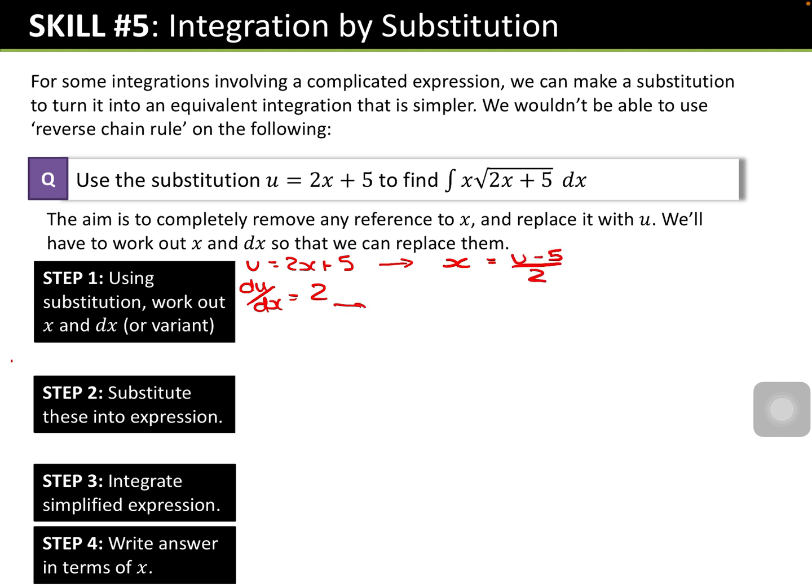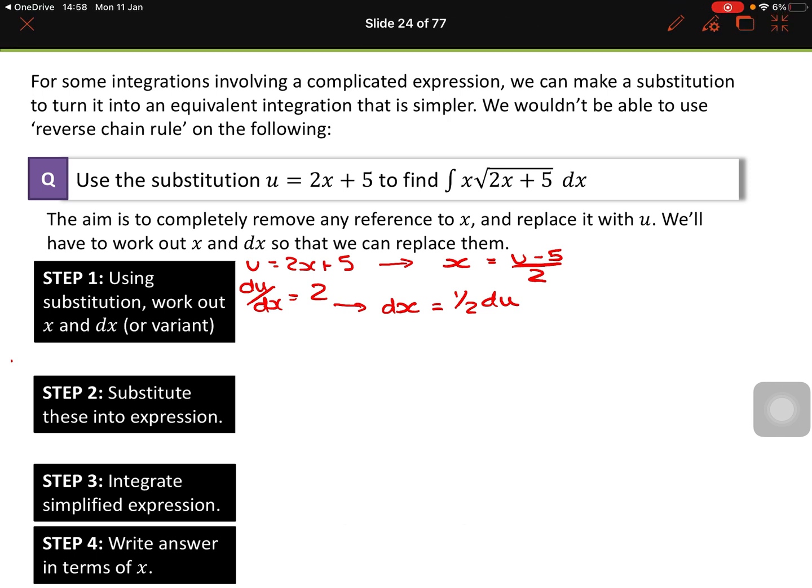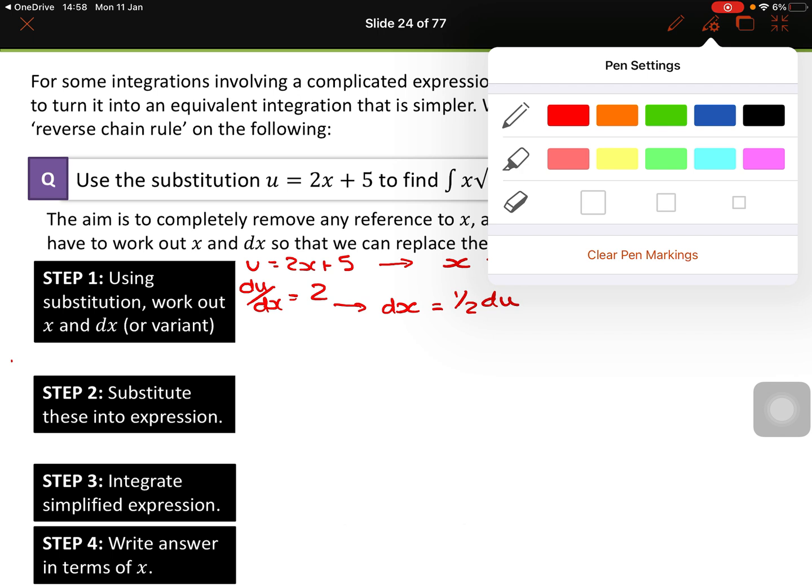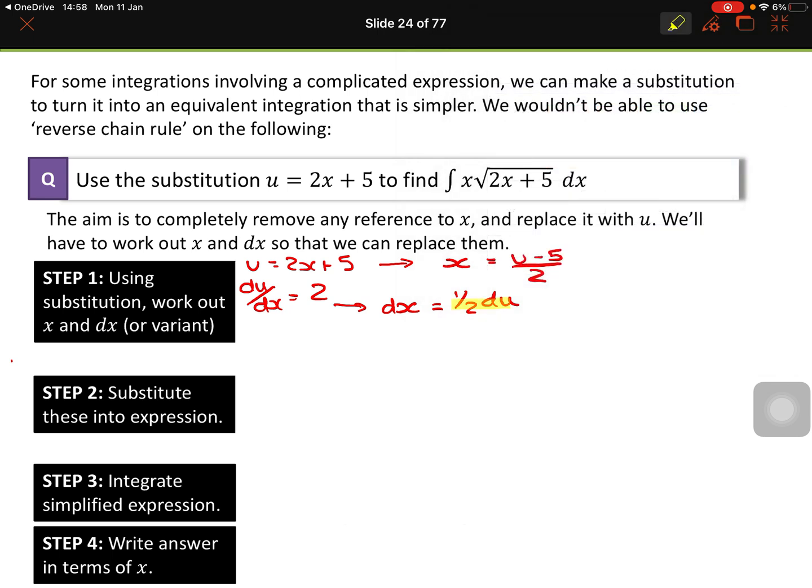It's the same with du dx. We want to make it into dx equals something. So multiply the dx up and take the du down, and we'll get a half du. We now have these two parts: dx equals a half du, and x equals u minus 5 over 2. That's what we're going to use.